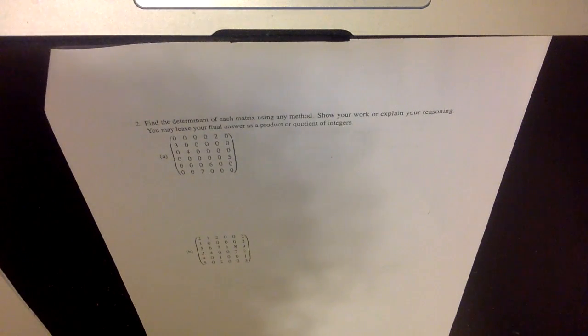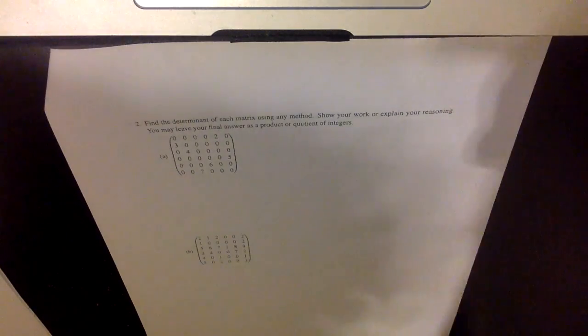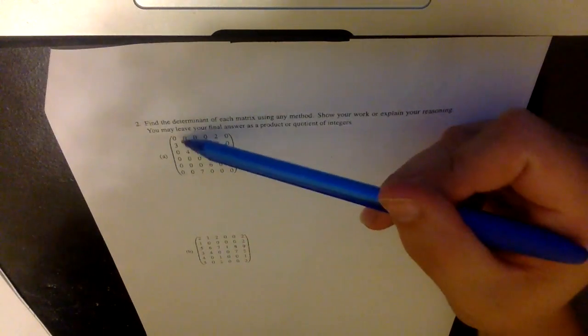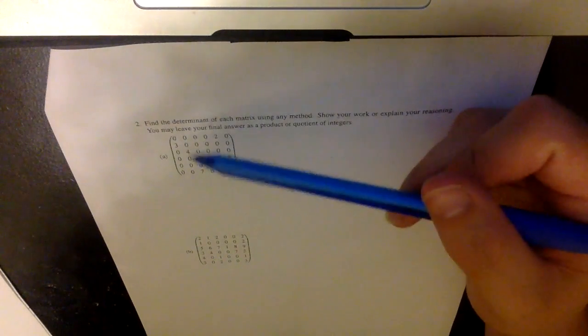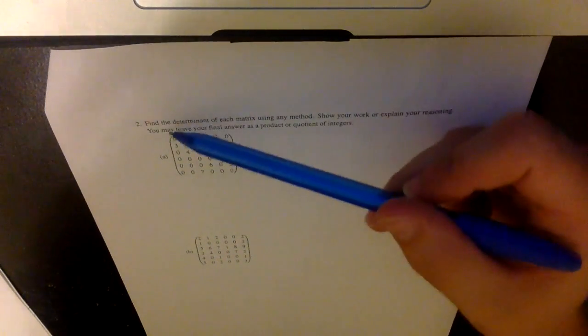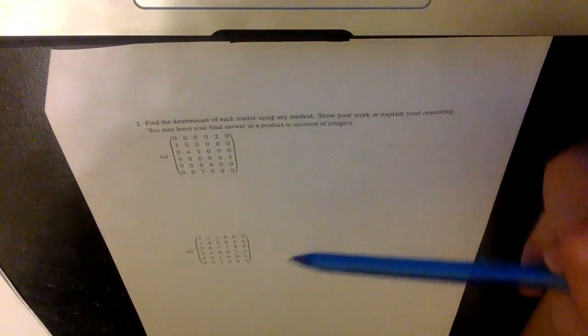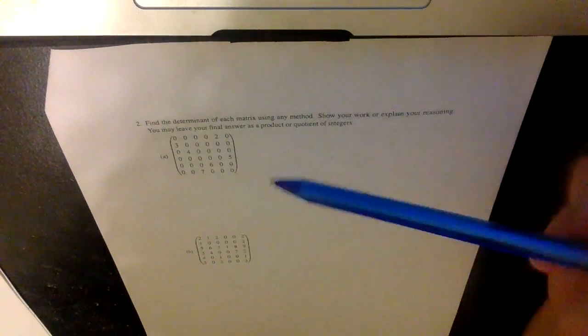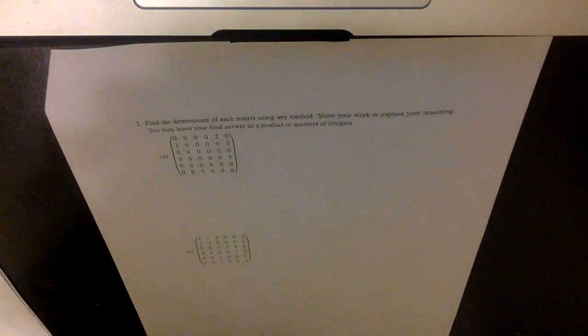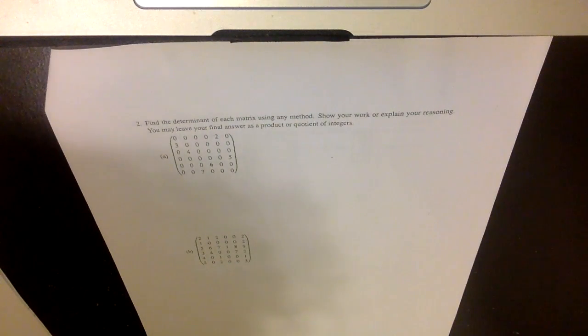Okay, so the second problem asks us to find the determinant of each matrix using any method. For this first matrix, there's a couple of ways to do it. We can realize that this matrix is really a diagonal matrix with just a bunch of row swaps, figure out the product of the diagonal matrix, and then calculate the row swaps required to compute the total determinant. Or we can just use cofactor expansion.